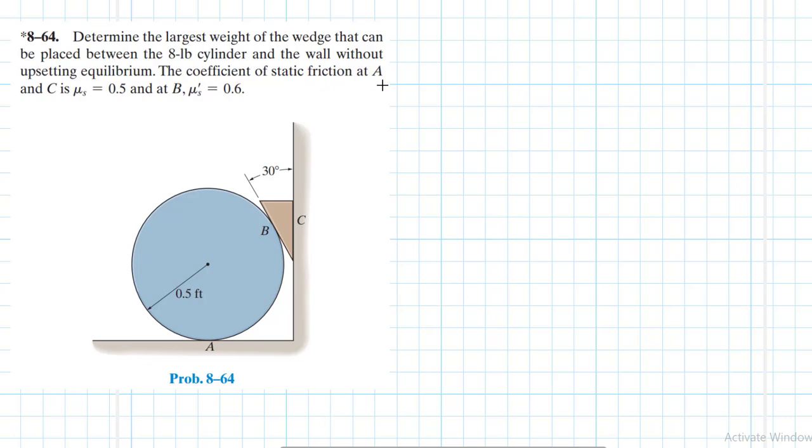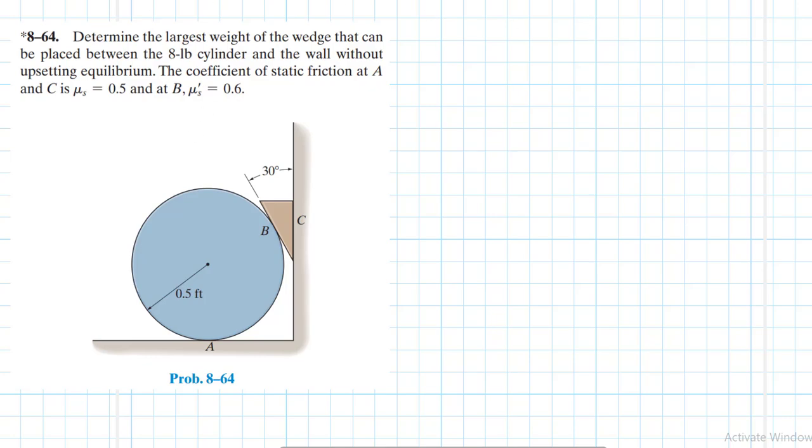The problem reads: determine the largest weight of the wedge that can be placed between the 8-pound cylinder and the wall without upsetting equilibrium. The coefficient of static friction at A and C is mu_s equal to 0.5, and at B is mu'_s equal to 0.6.